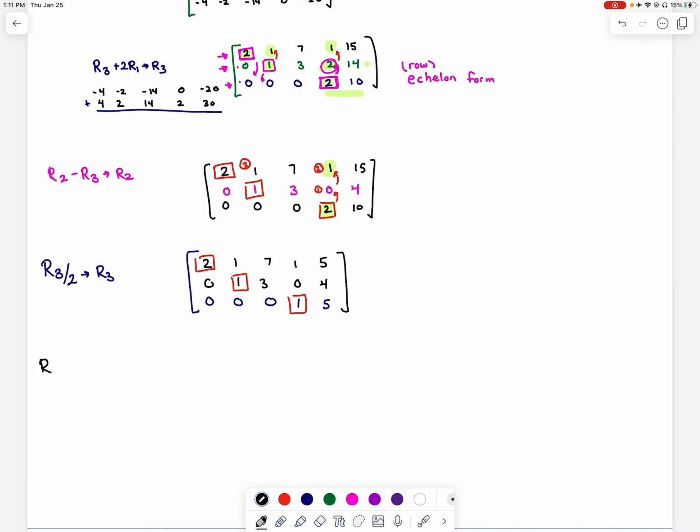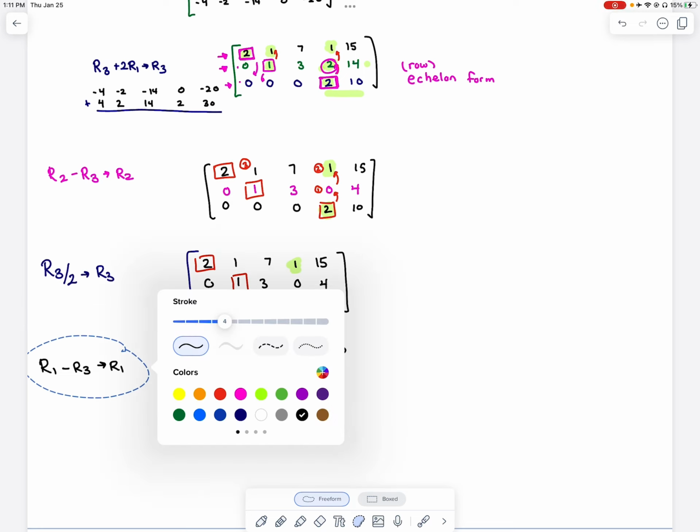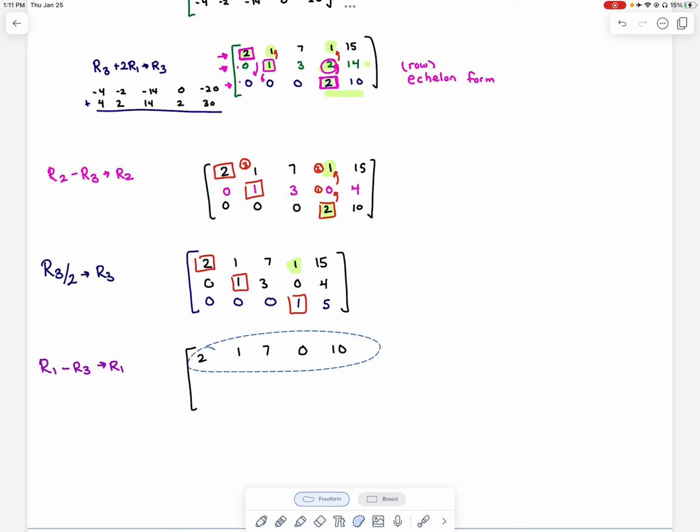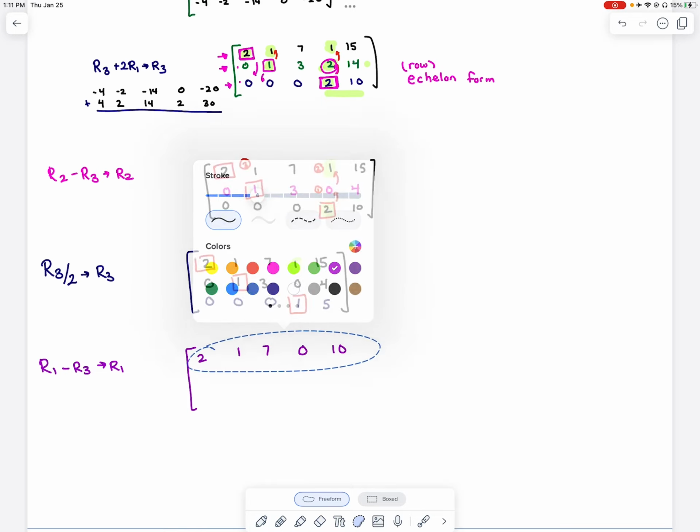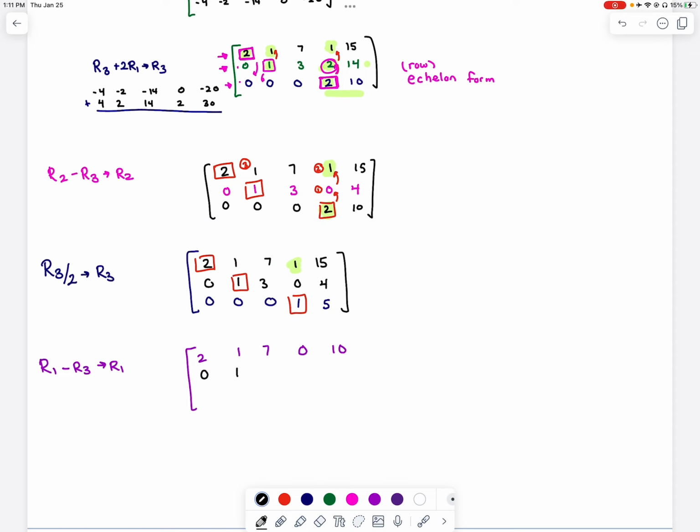And now I can do R1 minus R3 and stick that into R1, and that's going to make this entry here a 0. So I get R1 minus R3, 2, 1, 7, 0. There's a 15 up there. Let's fix that. So that gives me 10. And then I still have, again, let's maybe keep these so we can designate which one we're looking at. Let's color code. There we go. Okay. And then everything else stays the same. 0, 1, 3, 0, 4. And then 0, 0, 0, 1, 5. So now we're looking pretty good. We've got pivot, pivot, pivot, all those zeros below, got my 2 zeros above.